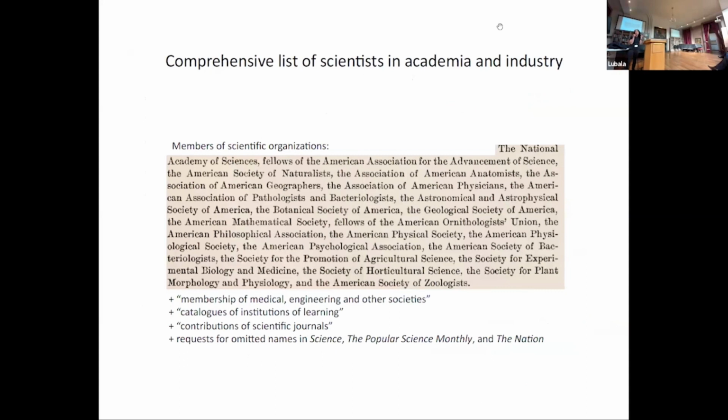What he did was start with a list of all scientific organizations. So if you're a member of the EEA or the AEA or anything like that, you would be in this data set. Then he went to catalogs of institutions of higher learning, so basically, if you show up in any catalog of a university, you'd be in this data set. Then he went through the contributions to scientific journals, so he looked at all of the authors of scientific papers. And then he asked 2,000 people, have I missed anybody? So this is an exceptionally comprehensive data source on innovation, which we've been digitizing.